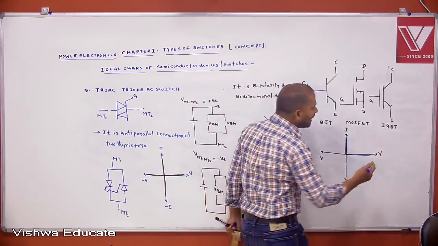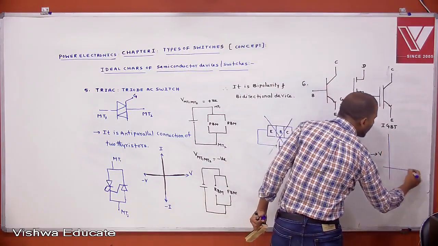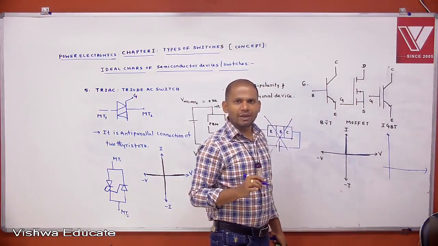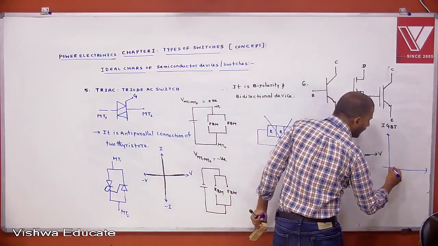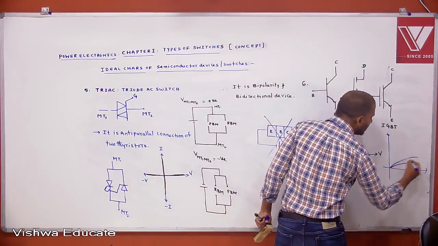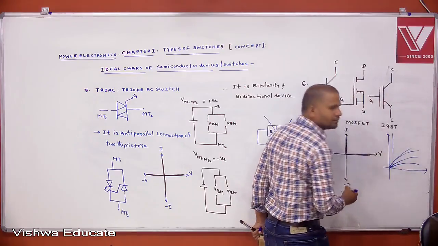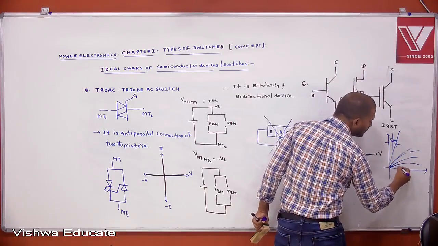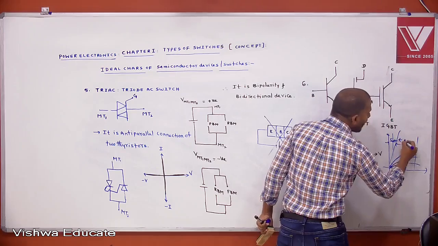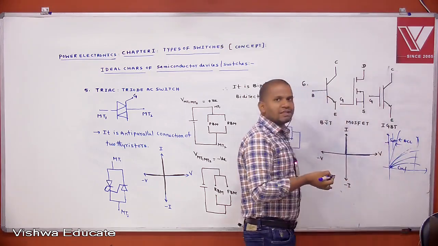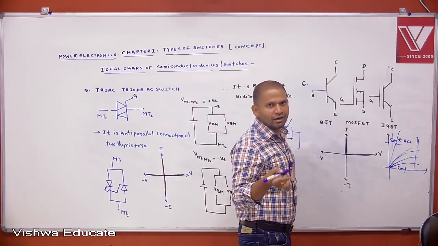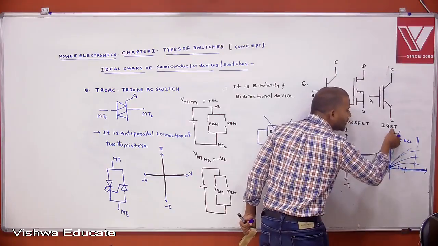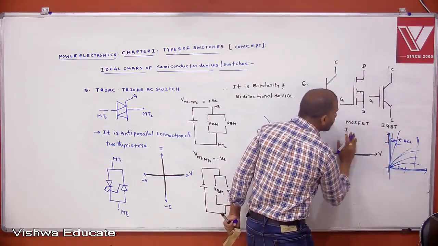Later I will give the characteristics of BJT, MOSFET and IGBT in detail and explain the operation. If you draw the characteristics for a BJT, we get characteristics like this. Which region is this? Saturation region. This is the cutoff region. This is the active region. But for the switch concept, you take the saturation region and the cutoff region. Cutoff region is blocking voltage. Saturation region means conducting. That's why we get characteristics only in the first quadrant.